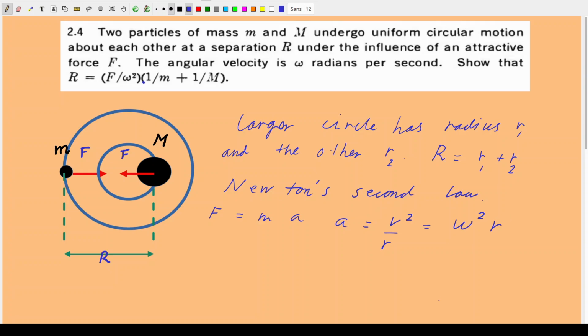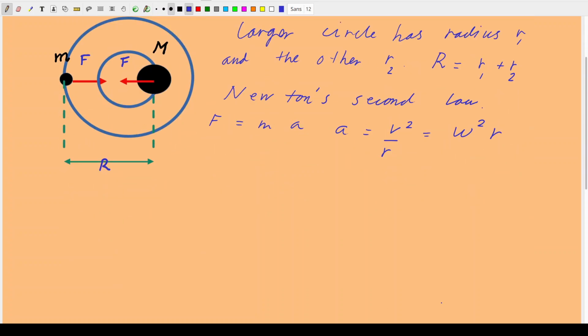Okay, so let's suppose we take a look at the smaller particle. Then we have F equals m omega squared r1. Yeah, the radius is r1, that one. And for the larger, we have capital M omega squared r2.